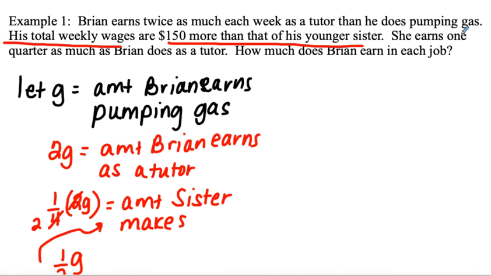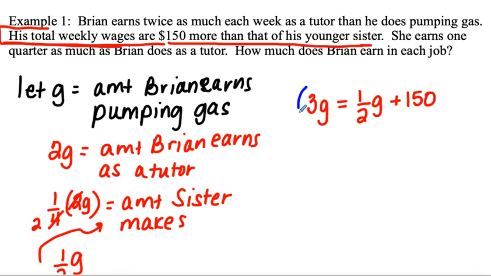Now I can use this part of my sentence to write an equation. His total weekly wages, so that would be G plus 2G, which is 3G, are, or is, the same as means equals, 150 more than that of his sister. So 1/2 G plus 150. All right, so now I see the fractions. So what is Coach Red going to do? She's likely going to clear the fractions.